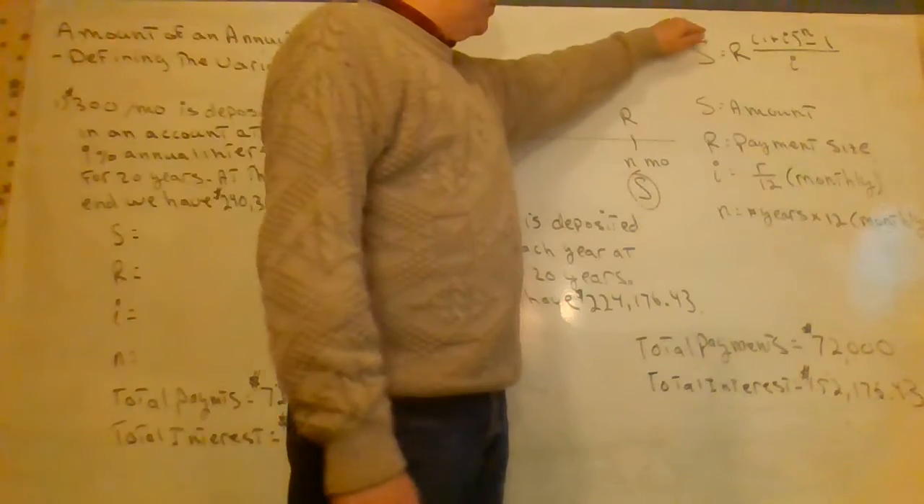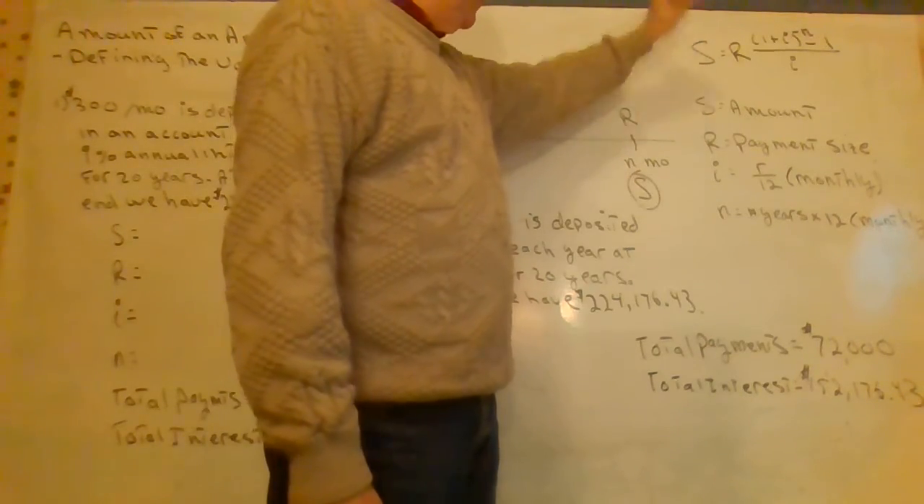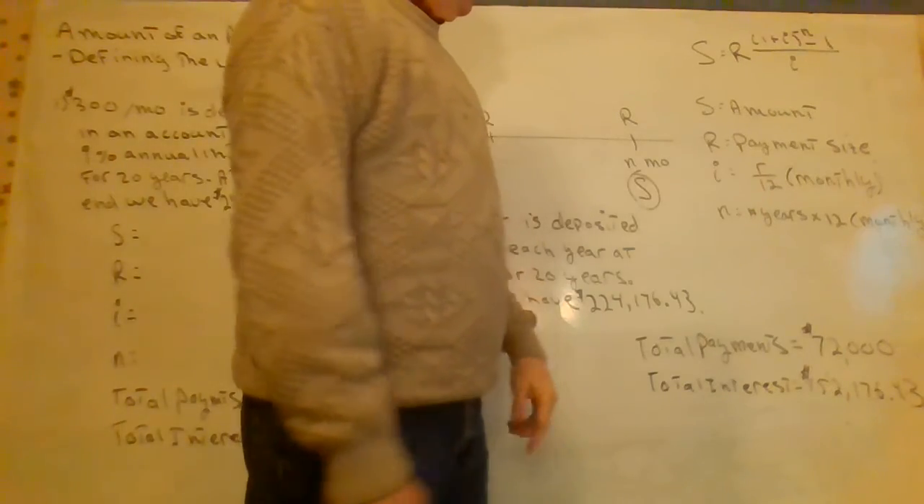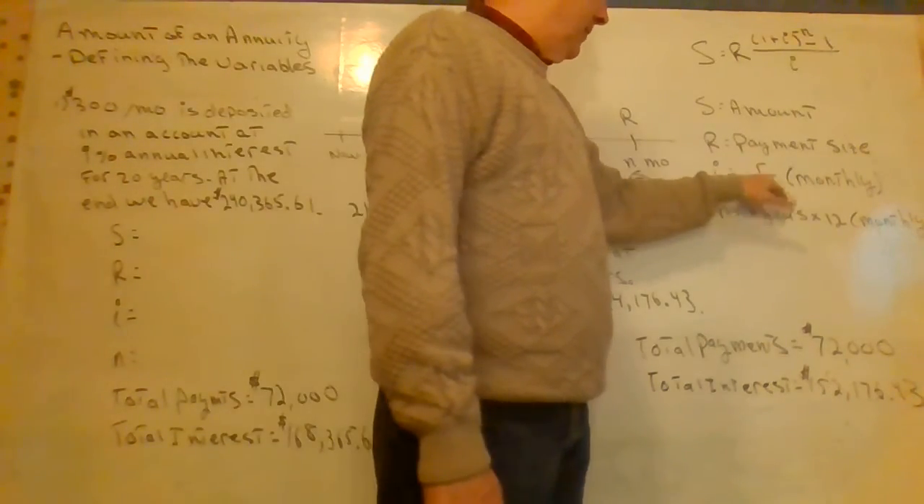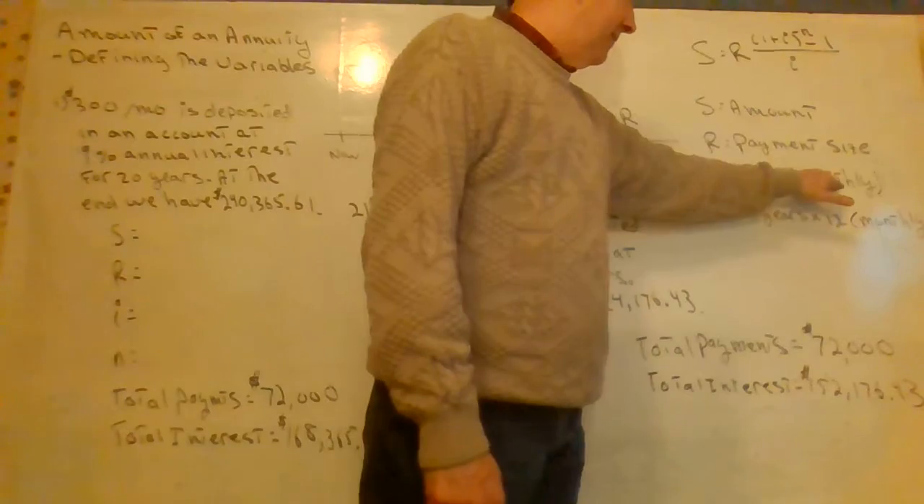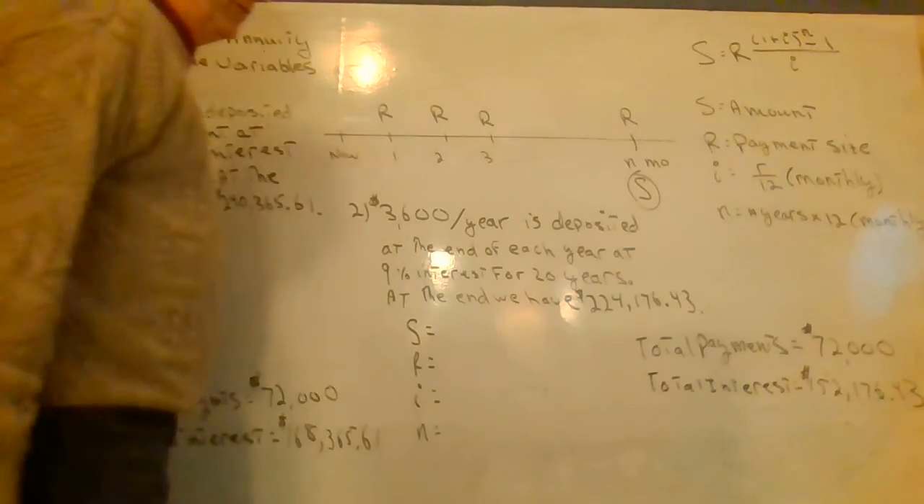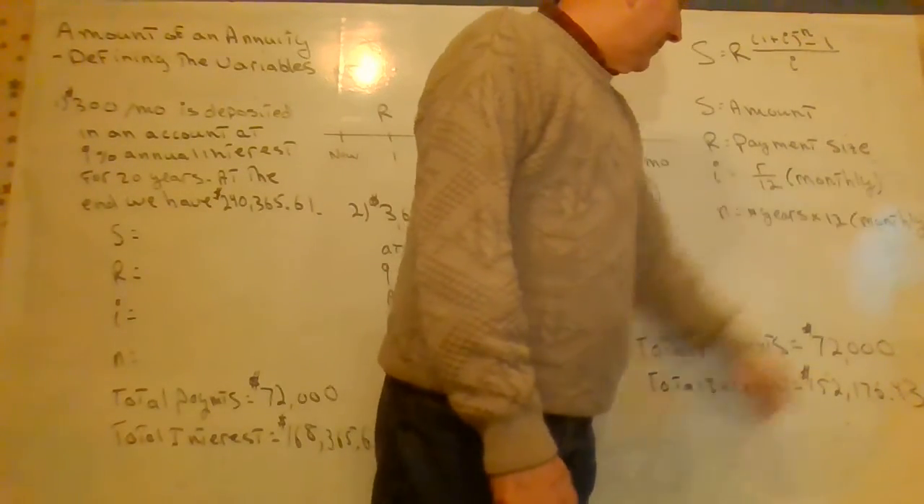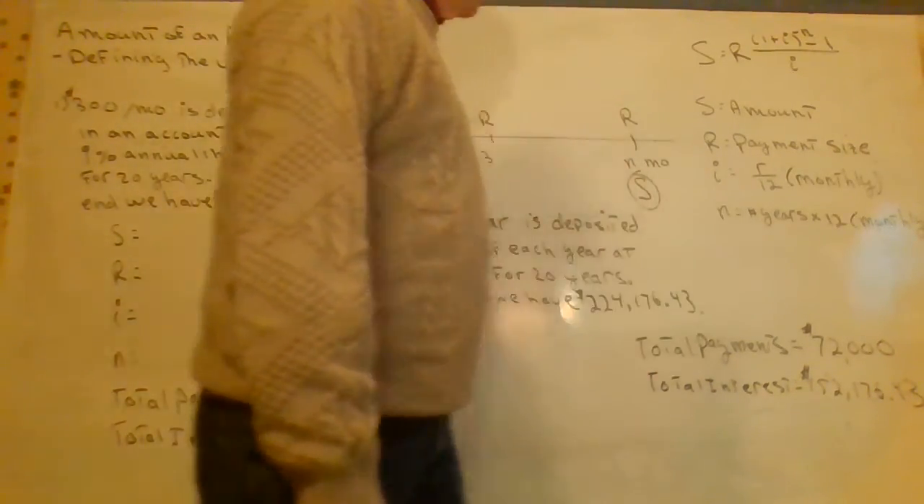Here's a formula. We'll work on this in a couple sections. We don't really need that now. S is the amount, R is the payment size. I would be the annual rate divided by 12 if it was monthly. If it's annual, then we'll just leave I alone. And then N would be number of years times 12 if it's monthly, or if it's yearly, we'll leave that alone.